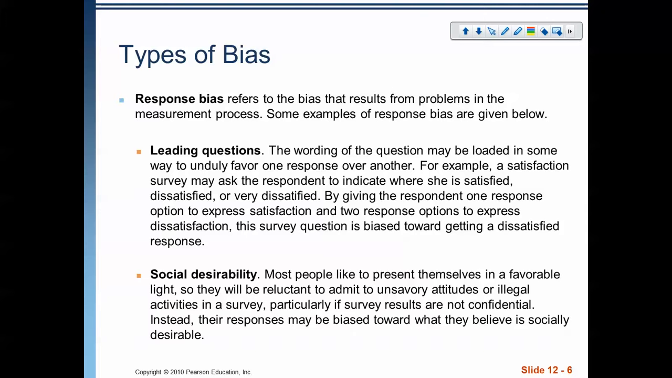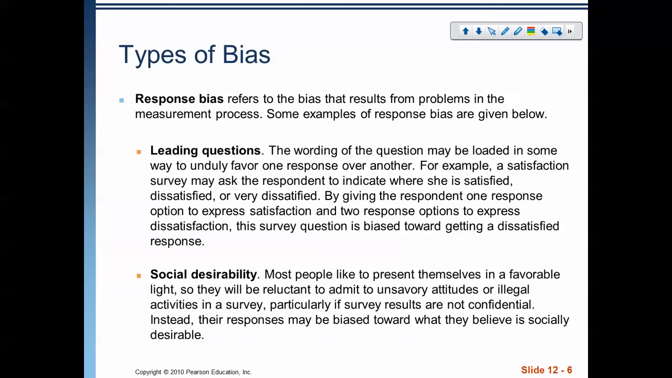Okay, another type of response bias is called social desirability. Most people like to present themselves in a favorable light, so they will be reluctant to admit unsavory attitudes or illegal attitudes in a survey, particularly if the survey results are not confidential. Instead, their responses may be biased towards what they believe is socially desirable.